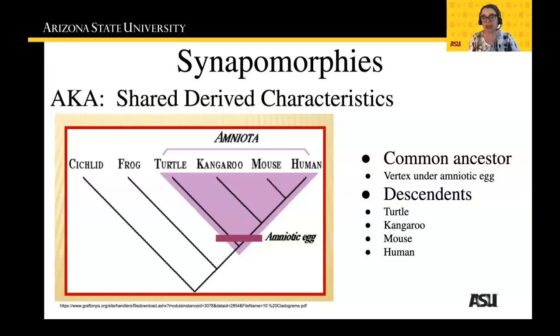So if you look at the amniotic egg arising, you can see the amniotic egg arose in that common ancestor at the vertex under the amniotic egg line, along with the turtle, kangaroo, mouse, and human taxa, all share that amniotic egg synapomorphy. So the frog and the cichlid and whatever that primordial or primitive common ancestor would have been would not have the amniotic egg.